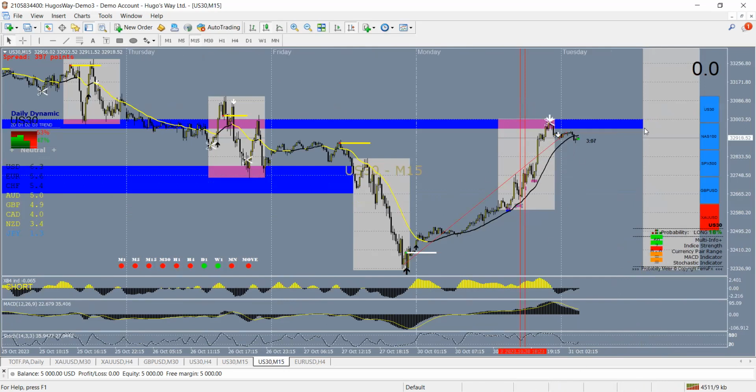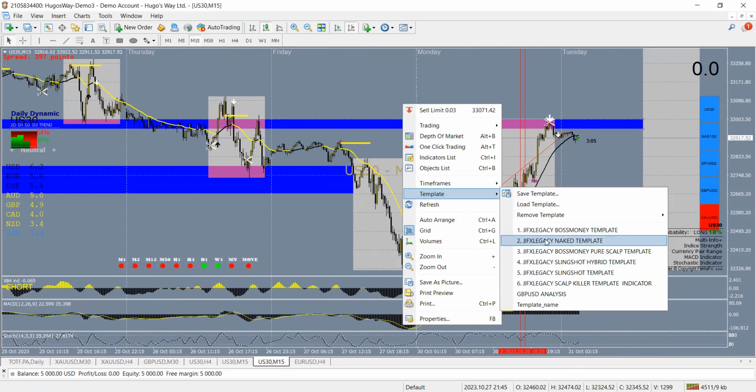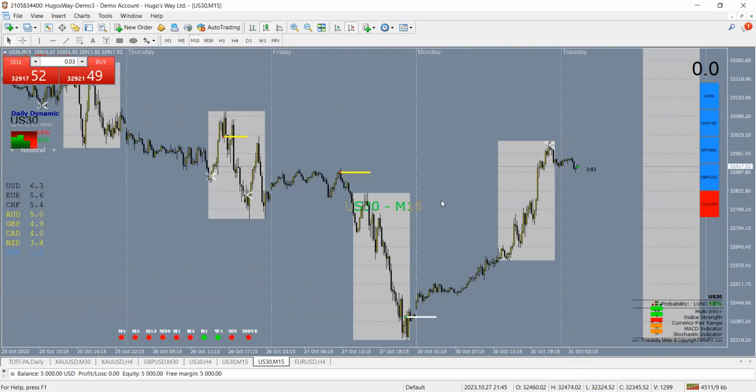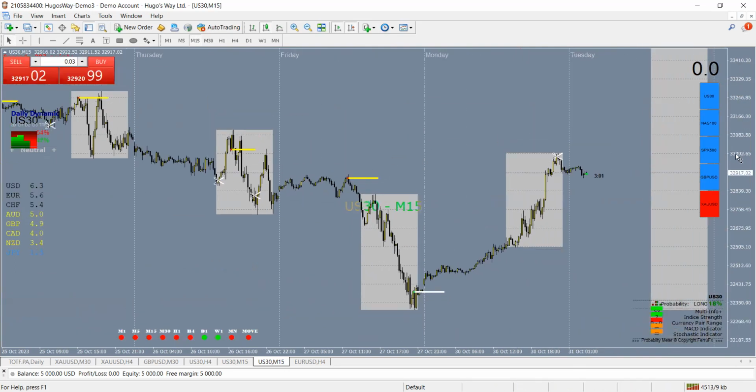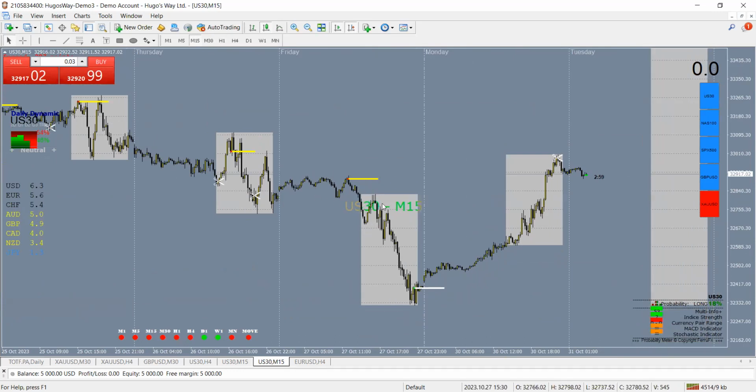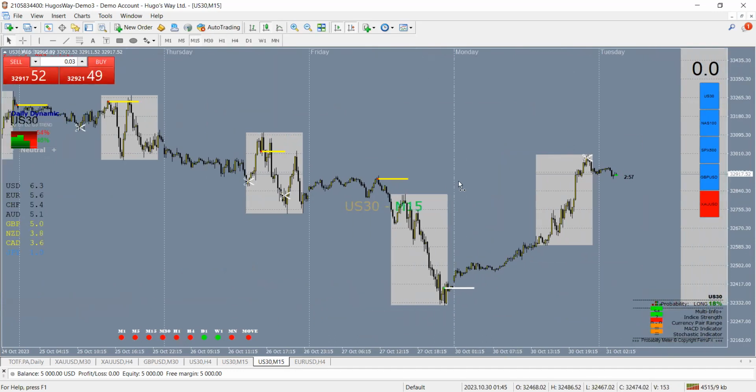So hopefully you guys have a better understanding of that, because that's what is going to separate you from everyone else: understanding what phase the market is in.